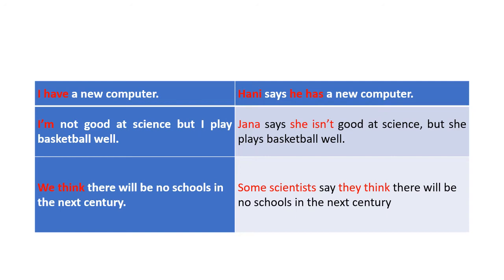According to the speaker. If the speaker is a boy or a male, you should say he. And if the speaker is a girl or a female, you should say she. Then Hani says he. And if it is Shayma, you should say she. So Shayma says she, Hani says he. The third step is to look at the verb.